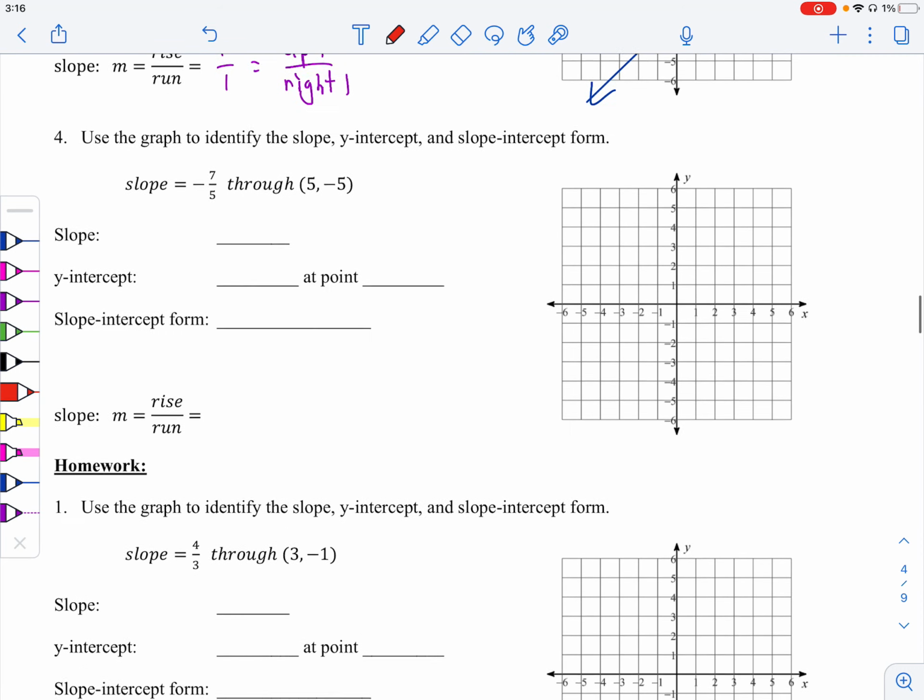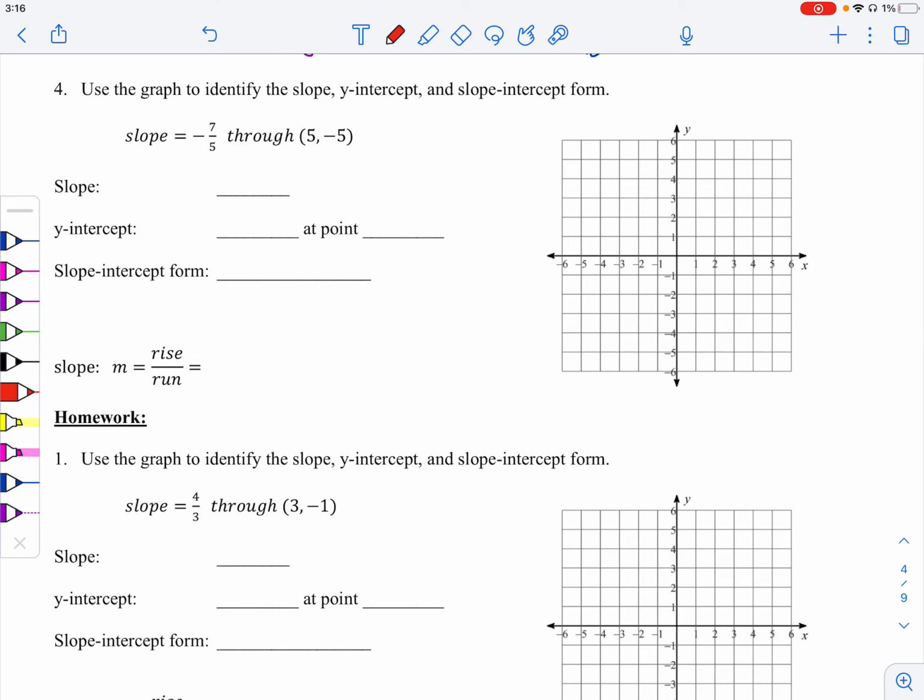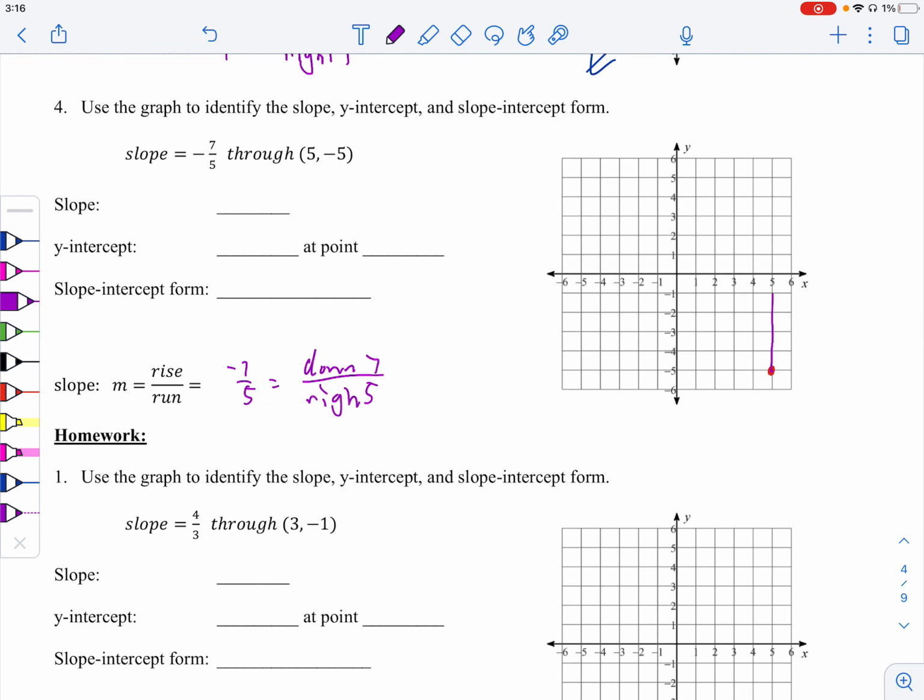Okay, let's go. So we get 5, -5. Start there. So 5, -5. So our slope is -7 over 5. Down 7, right 5. Then we run out of space, so we've got to go up 7. 1, 2, 3, 4, 5, 6, 7. Left 5. 1, 2, 3, 4, 5. Right there. So that's 2. So y-intercept 2. Our slope is given, -7 over 5.